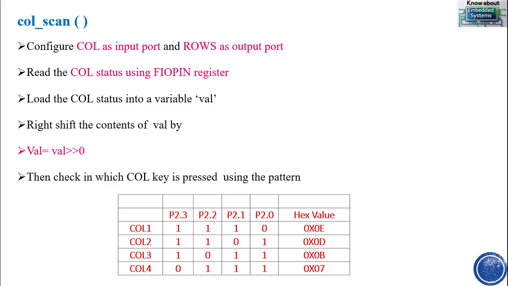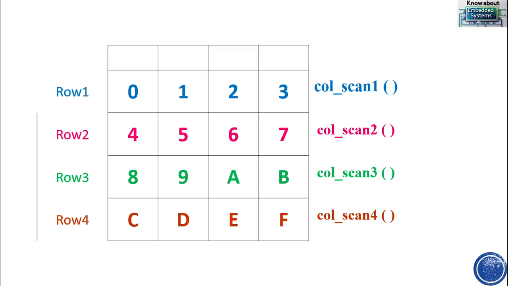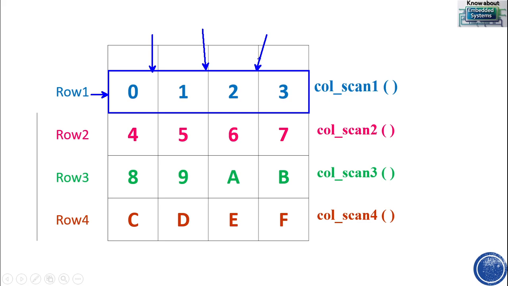One more last point, and after that we'll go to the coding part. Now you can see this is how the key matrix looks. I already told you we have 4 rows: row 1, row 2, row 3, row 4. Row 1 corresponds to one set of switches, numbered 0, 1, 2, 3; row 2 has 4, 5, 6, 7, and it goes on like that. After identifying the row, we have to perform column scan to find in which column the key is pressed. That is called column scan.